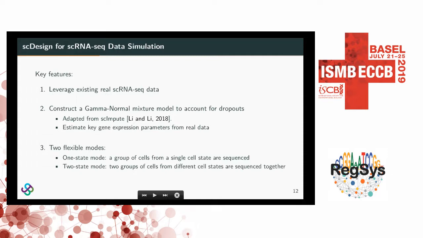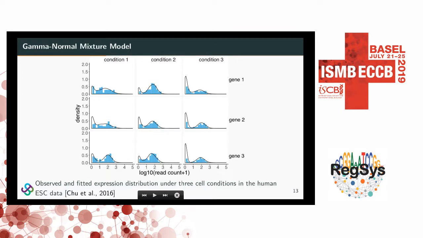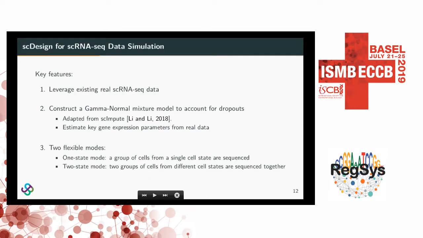And a key step in our model is that we use a gamma normal mixture model to account for dropouts. This model was previously used in our imputation method called scImpute, which was published last year. From this plot of real data, we found that it can usually fit real data pretty well. And the fit is actually better than the widely used negative binomial distribution, which directly models count data. In our case, we did a log transformation, and then we fit this gamma normal mixture model. And there are two flexible modes for our method.